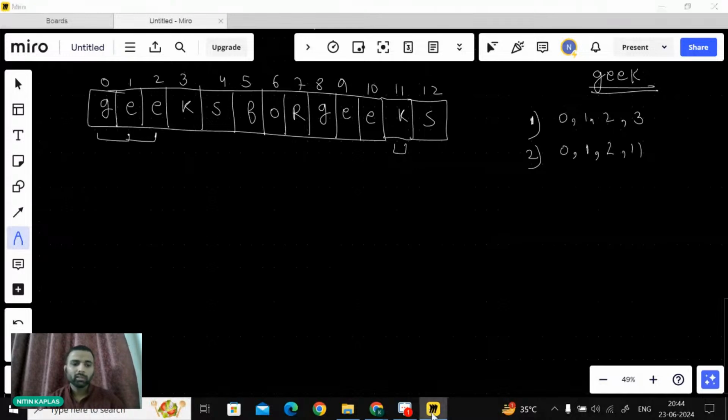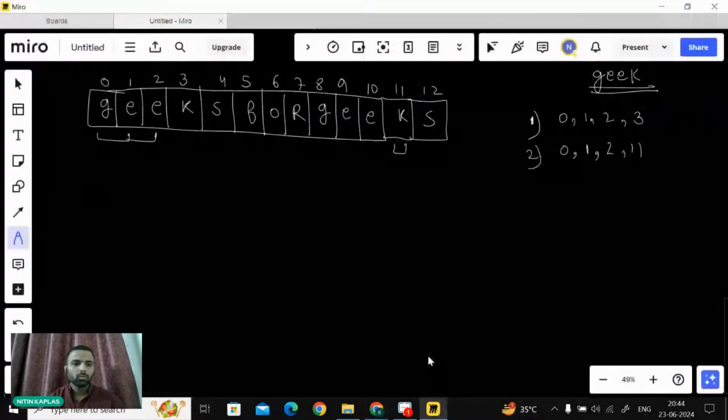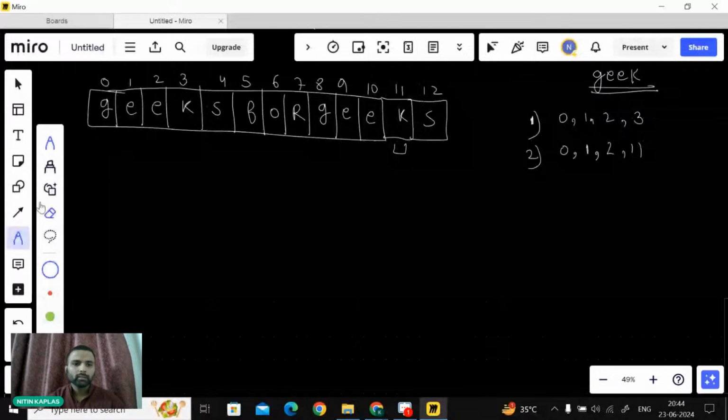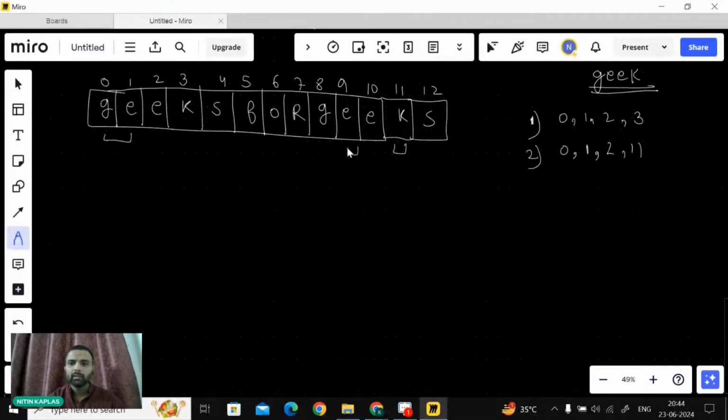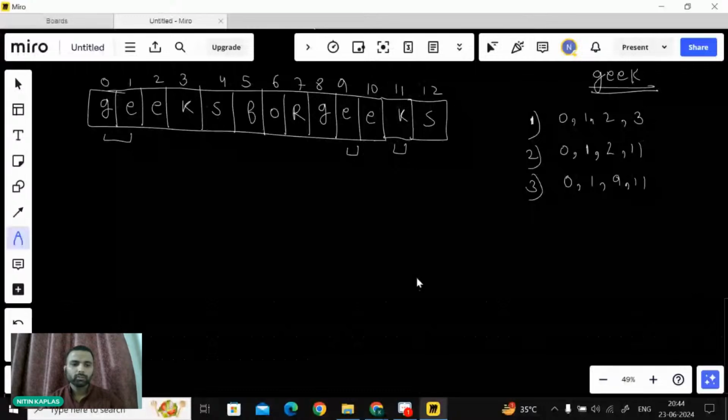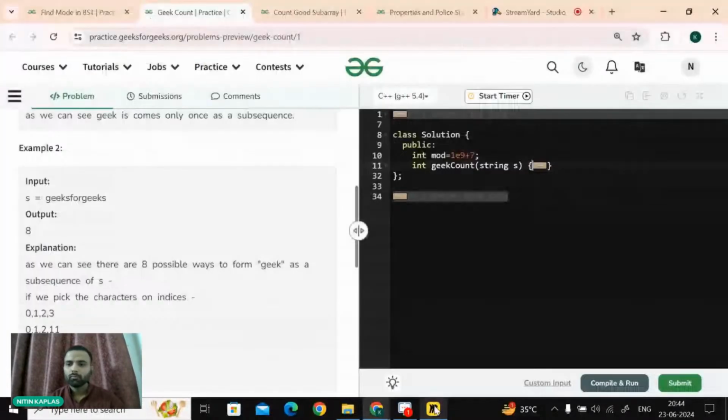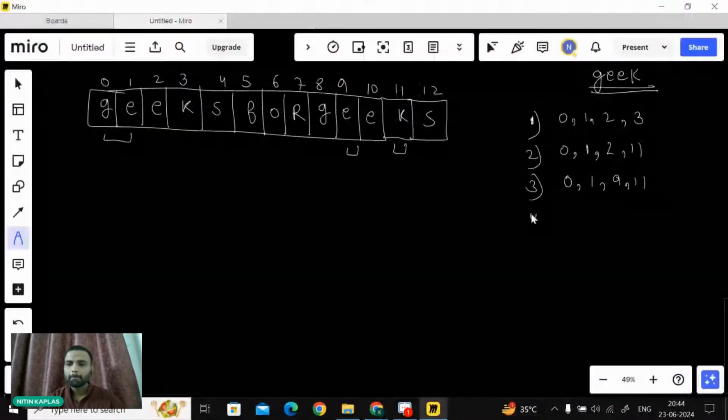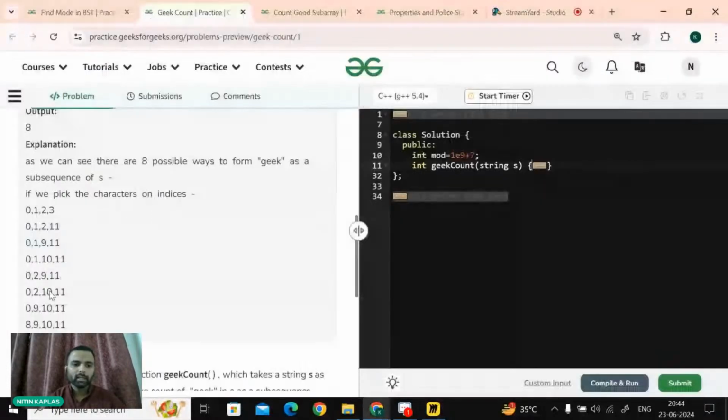After that, we have 0, 1, 9, 11. So it's 0, 1 and 9 and 11, right? So this is also 0, 1, 9, 11. Okay, these two, this one. After that, we have 0, 1, 10, 11. Okay, these two values, and just take this E and this 11. Similarly, we have 0, 2, 9, 11, 0, 2, 10, 11, 0, 9, 10, 11, 8, 9, 10, 11.